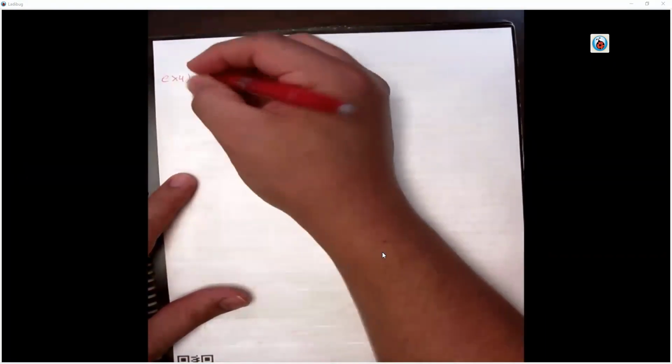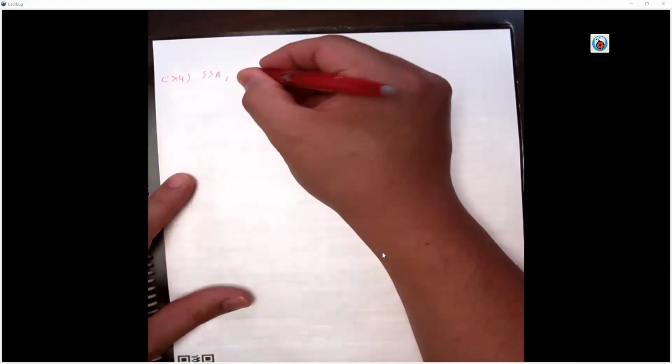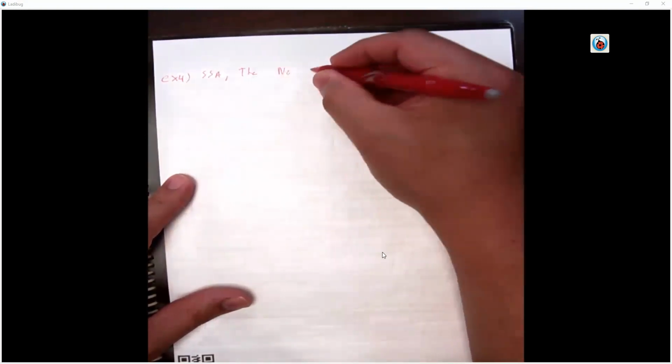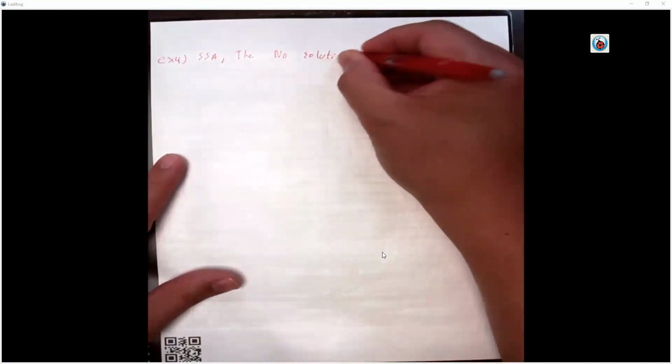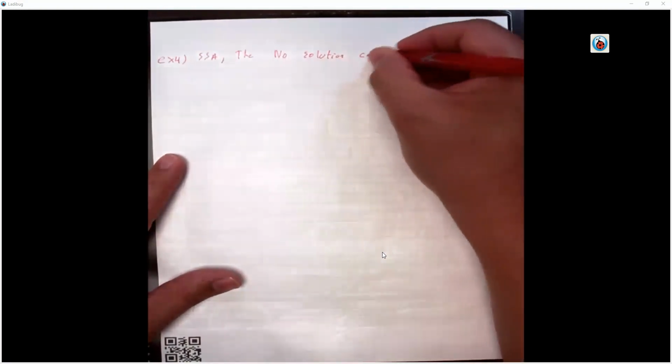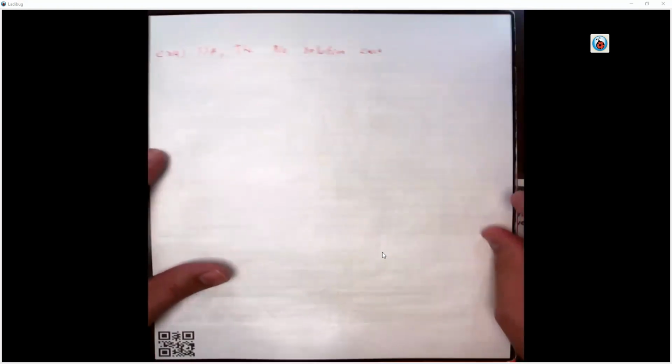Let's do one where there's no triangle. That's the best one. This is the worst one. If this happens when you're working on a problem, just stop and say no triangle. No solution. No solution case. Make sure I write down the right stuff here.